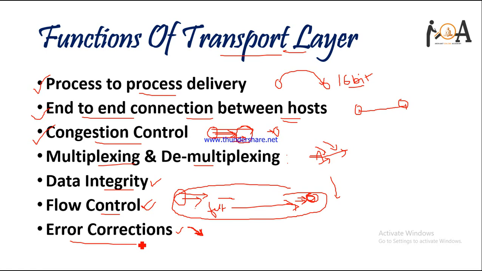So the important functions of transport layer are error correction, flow control, data integrity, multiplexing and demultiplexing, congestion control, end-to-end connection between hosts, and process to process delivery. In many exams like GATE and NET, they have several times asked direct questions about which layer's function is process to process delivery. So you have to answer transport layer, right?